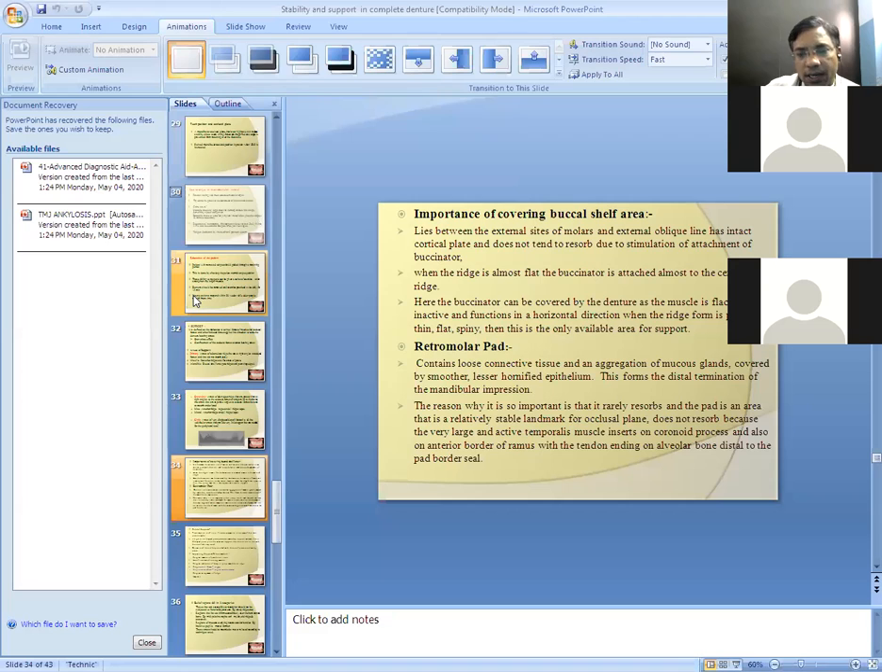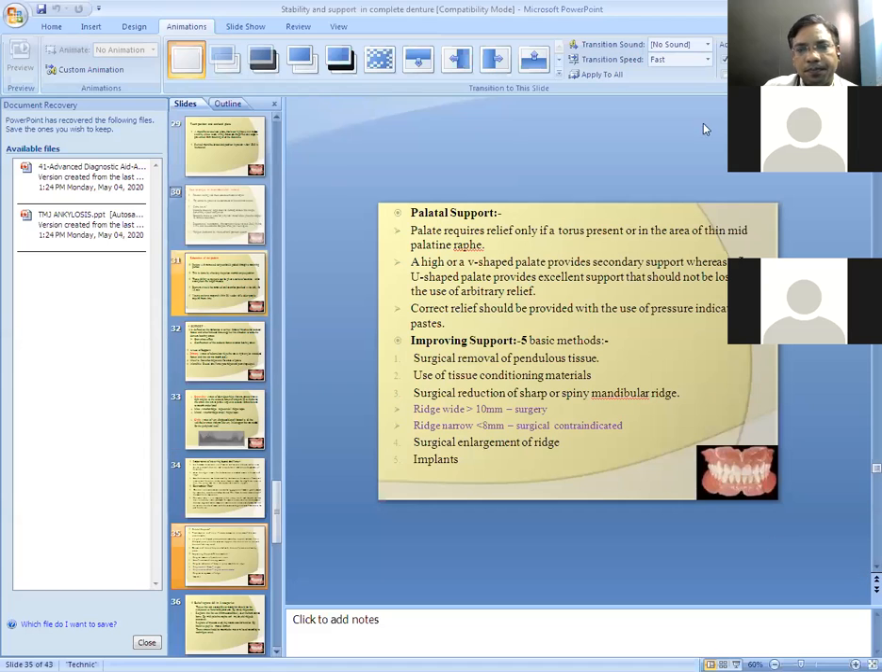Again, what is the importance of the retromolar pad? It contains connective tissue, mucous glands, and smoother or less hornified epithelium, and the distal termination of the mandibular impression should end to cover the retromolar pad, because this is the secondary stress bearing or support area in the mandible. And in the maxilla, the posterior part of the hard palate is called the primary support area.